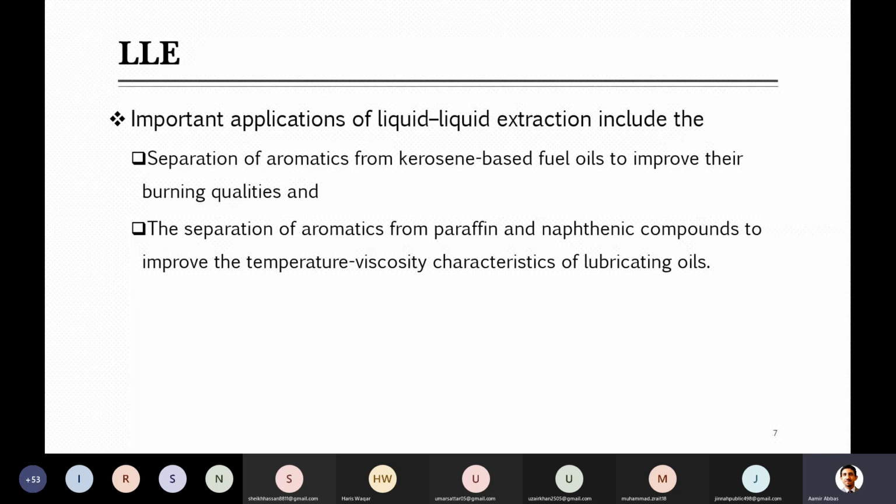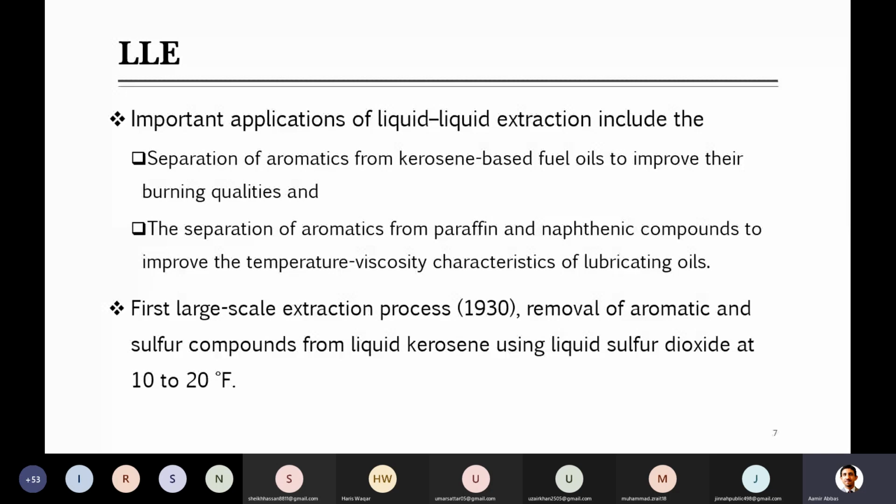The other is again the separation of aromatics from paraffinic and naphthenic compounds. That may at the same time improve the burning quality, as well as other characteristics like the viscosity and temperature-viscosity characteristics of lubricating oil. So to say, here we can use it for removal of aromatics from the lubricating oil. So this is also used there.